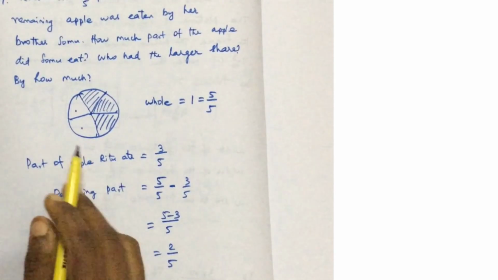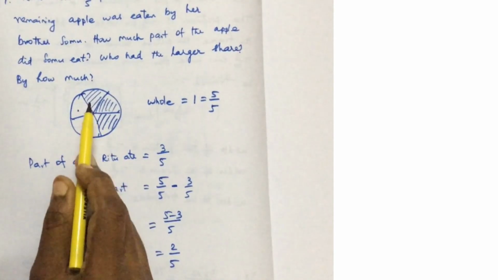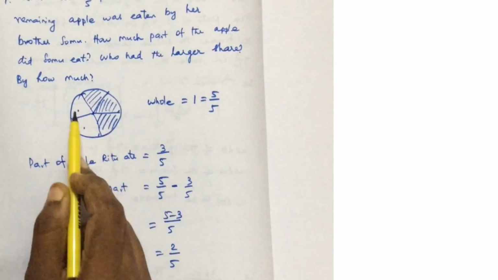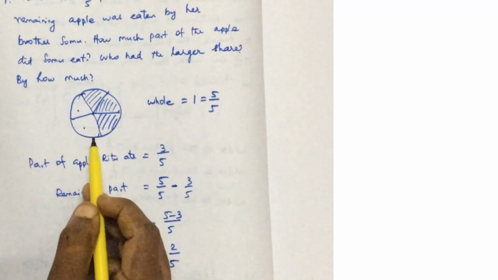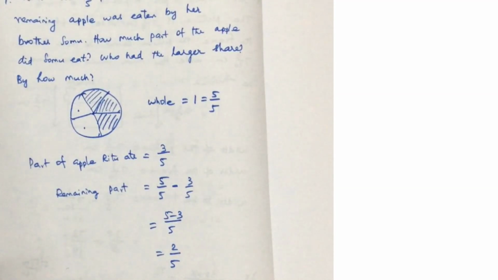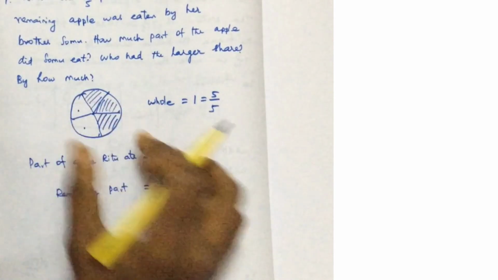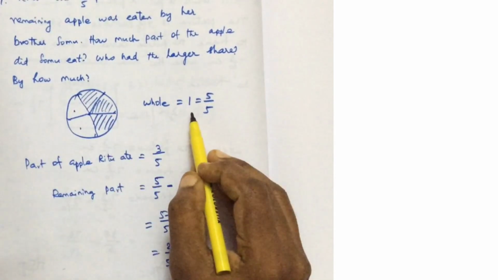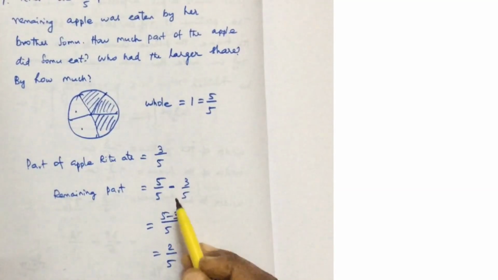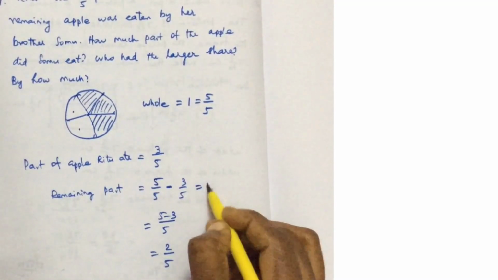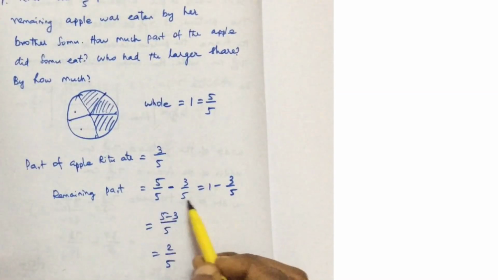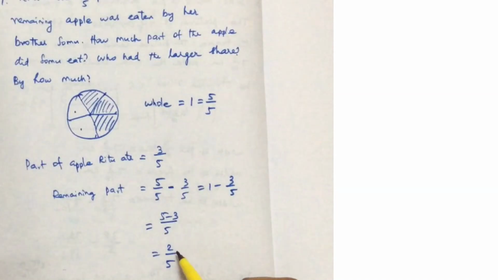If you draw a picture like this, you can easily say, out of this total 5, 3 parts are eaten by Ritu, the remaining is only 2 parts. So Somu had 2 parts, 2 by 5. Another way to do the same thing: the whole can be represented as either 1 which is equivalent to 5 by 5. The 5 is coming from this denominator. So out of this whole, either it is 1 minus 3 by 5 or 5 by 5 minus 3 by 5. Here the denominators are same, so 5 minus 3 is 2 by 5.